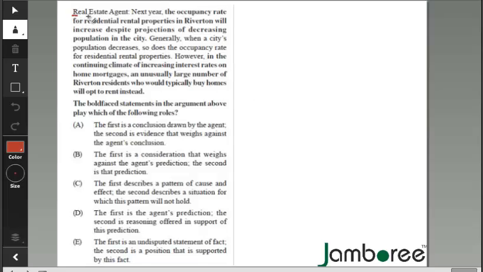So the author of this is a real estate agent. We know that, right? So let's read. Next year, now this is your first boldface. I don't know whether you are able to see it on the screen or not. And this is your second boldface. There are two boldface here, right? It helps to first identify where the boldfaces are, then you read.